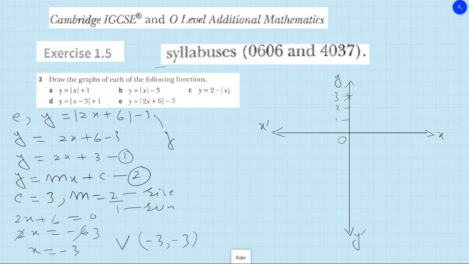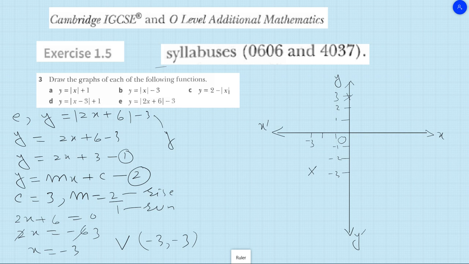And where is the vertex? The vertex is (-3, -3). So 1, 2, 3, this is -3, and -1, -2, -3. So this should be the vertex.